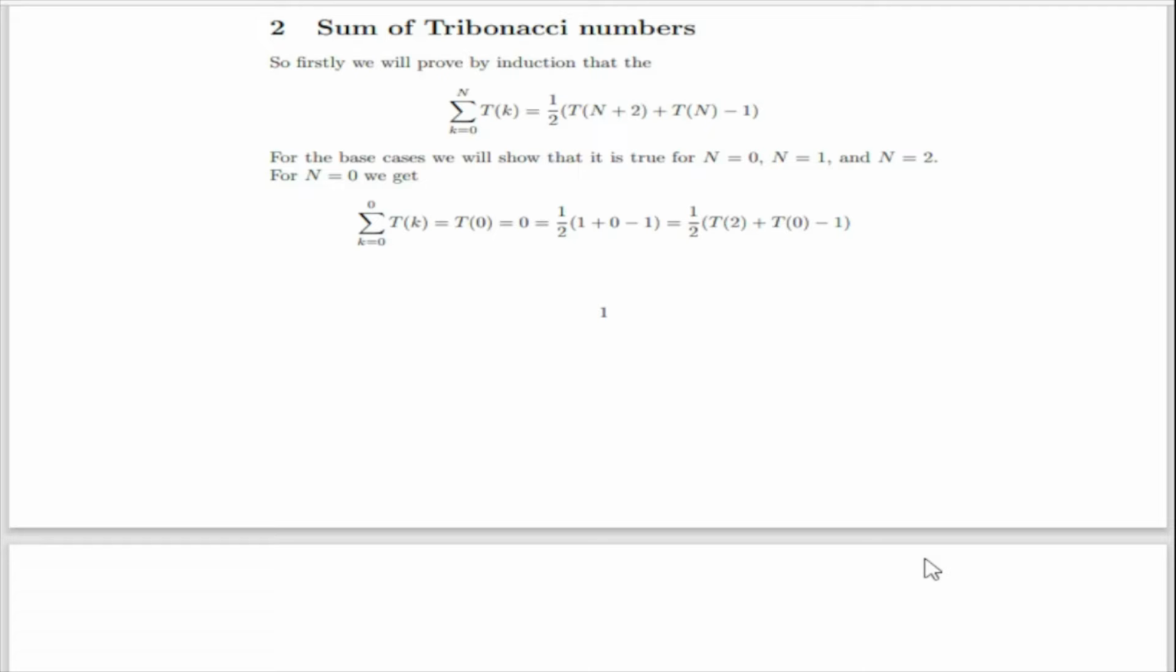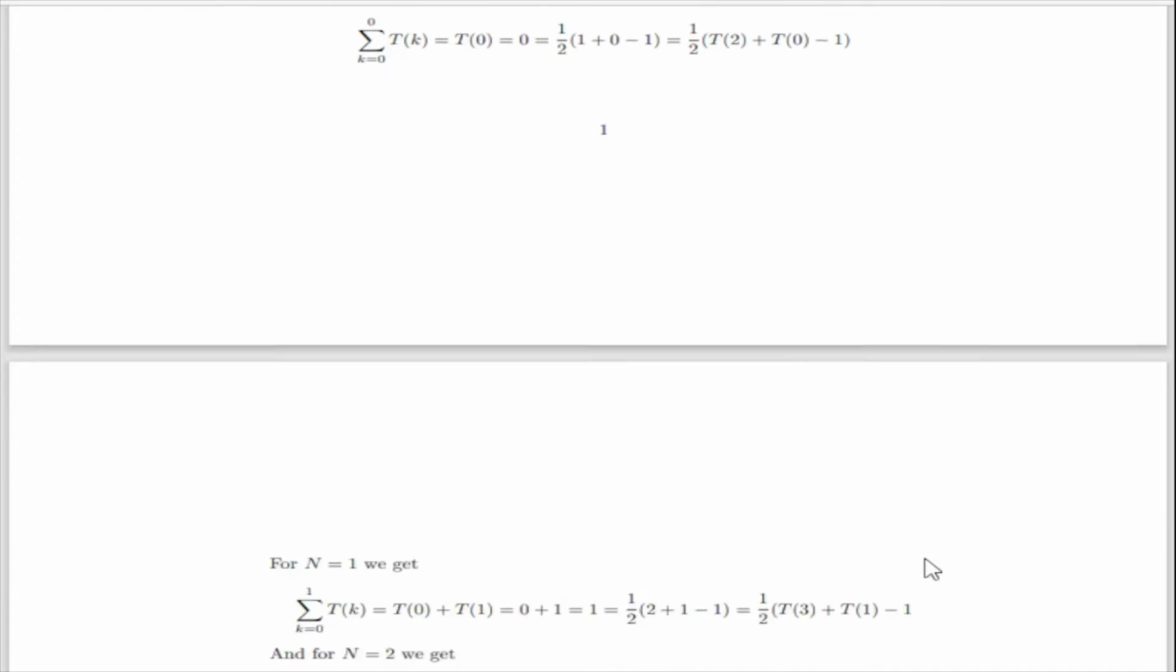For these base cases, we will show that it's true for n equals 0, n equals 1, and n equals 2. For n equals 0, we just get t of k at 0, so t of 0, which equals 0. And we know that because 1 plus 0 minus 1, the 1's cancel out, it becomes 0, so that's true. But we know that the second Tribonacci number, indexing at 0, is 1, and the 0th is 0. So we get what we wanted to show.